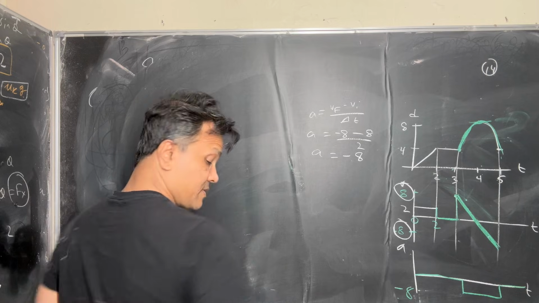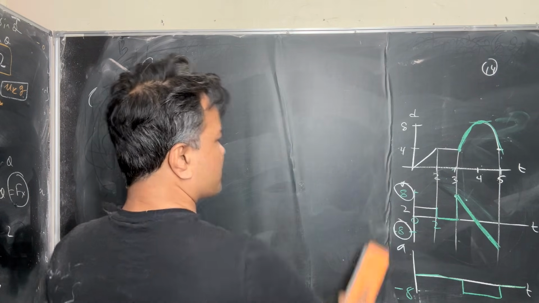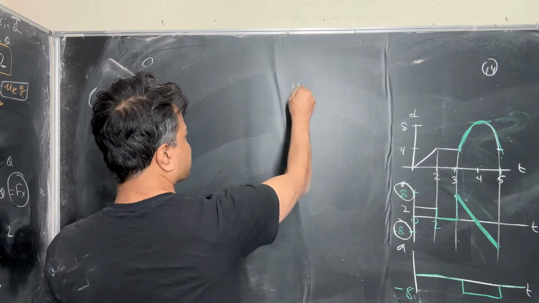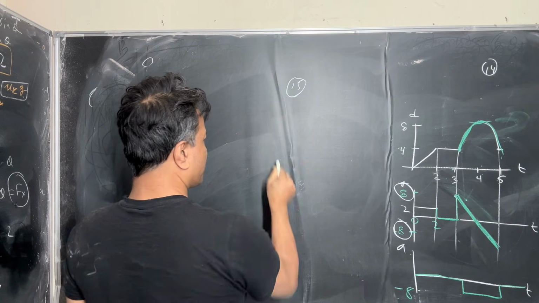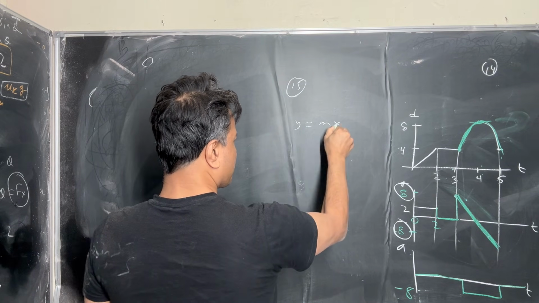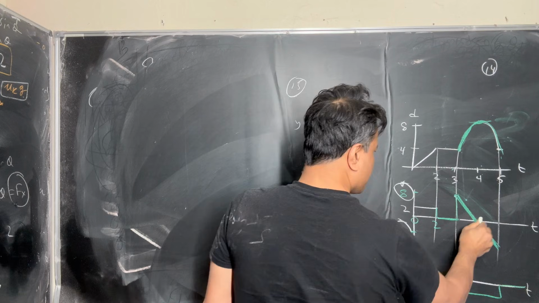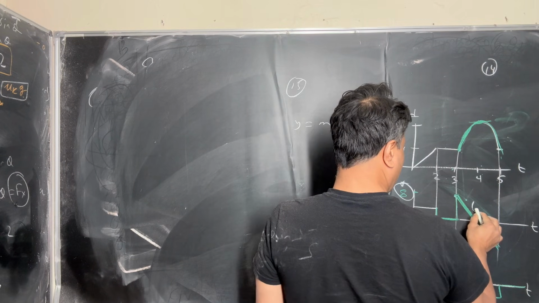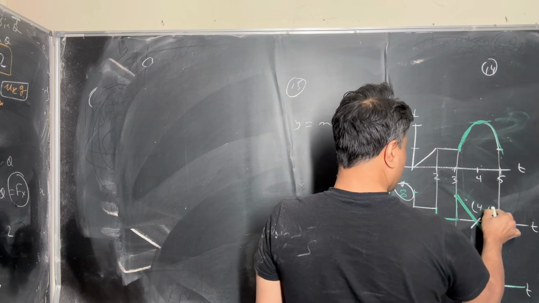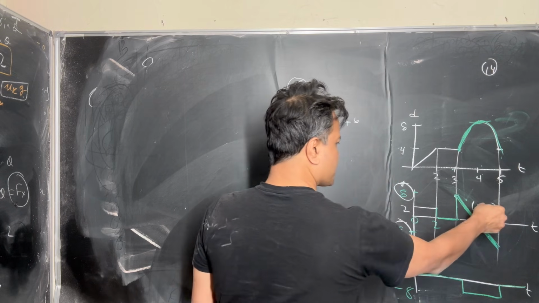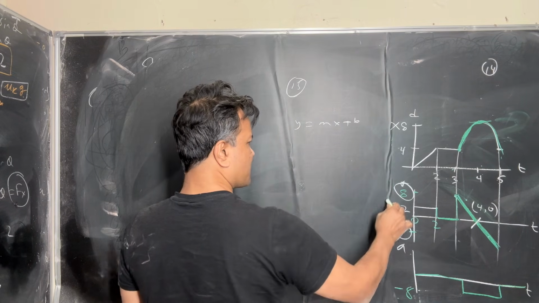Okay, now we're going to do problems number 15 and 16. For 15, y is equal to mx plus b. This point is 4, 0. When the time is 4, velocity is 0. We are not using this graph. We are using this graph.